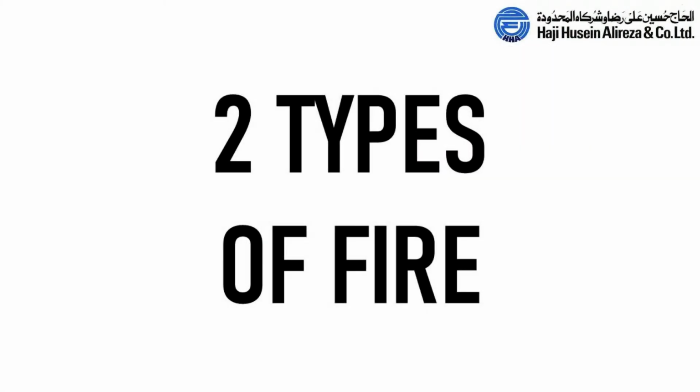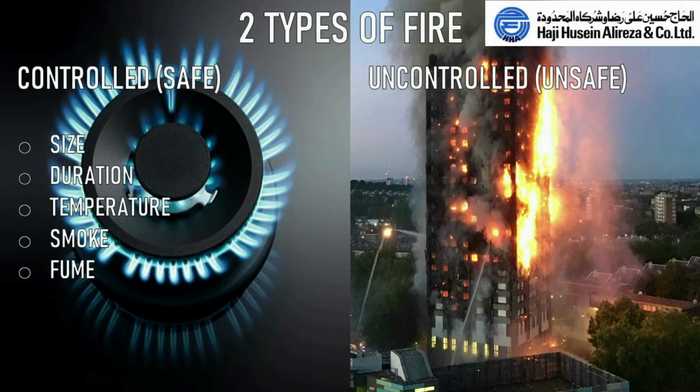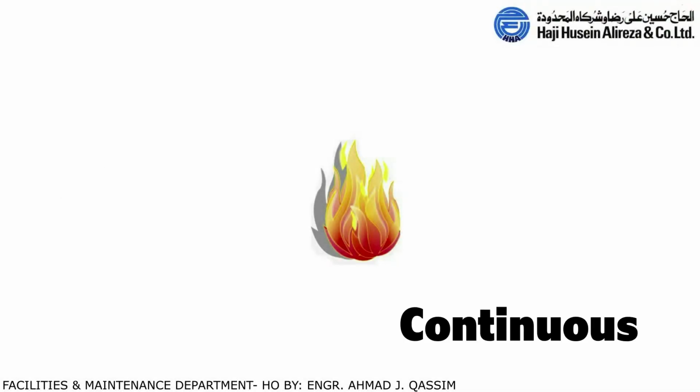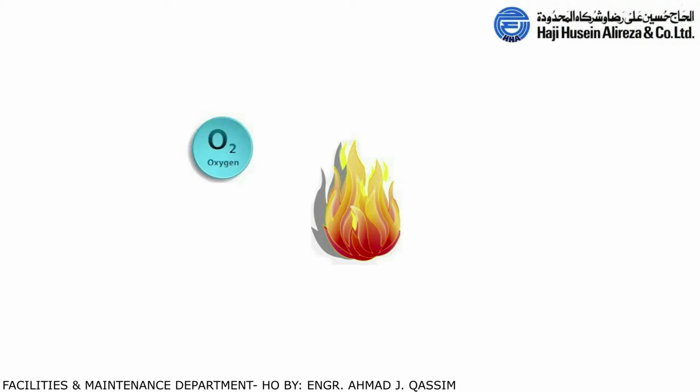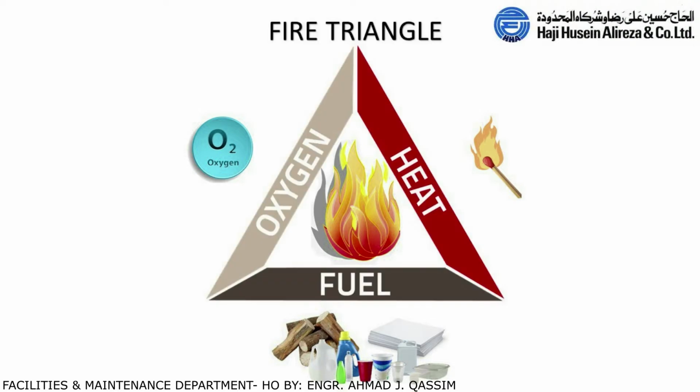There are two types of fire: controlled or uncontrolled. Controlled or safe fire is in control of size, duration, temperature and smoke. Uncontrolled or dangerous fire sustains a chain reaction, thus it is continuous and might accelerate. The fire will exist and continue through three requirements: oxygen, heat, and fuel. This is known as the fire triangle, and the process is called combustion.